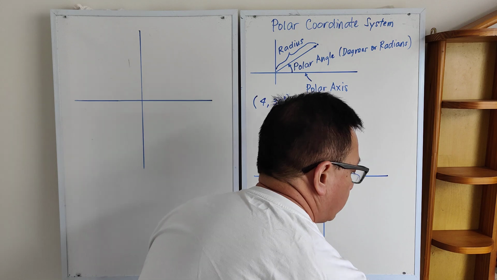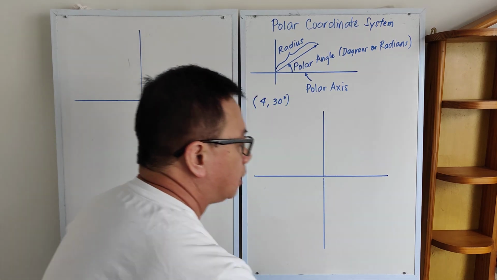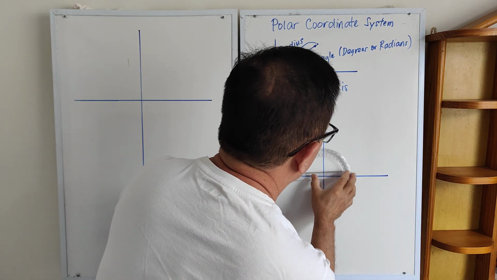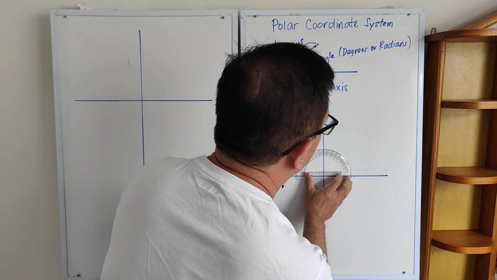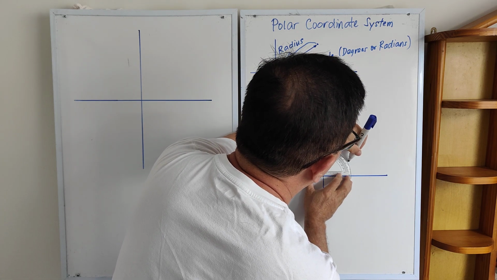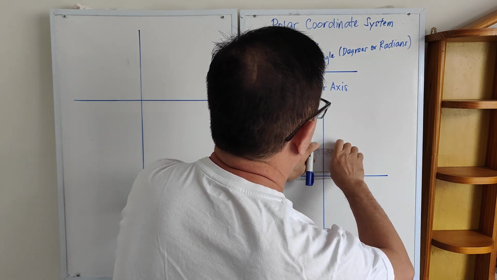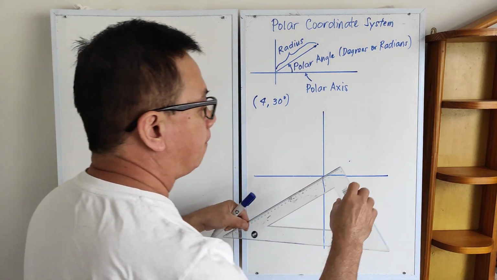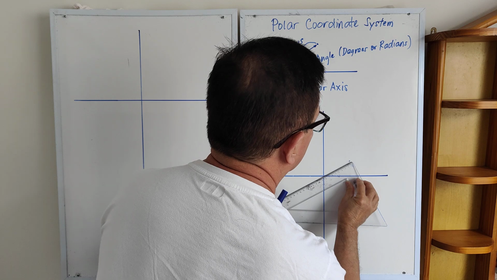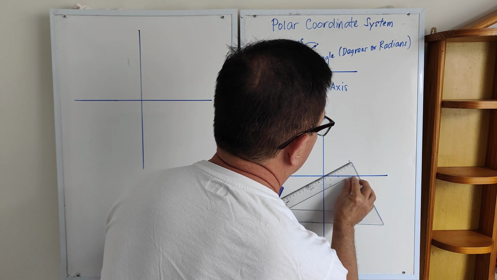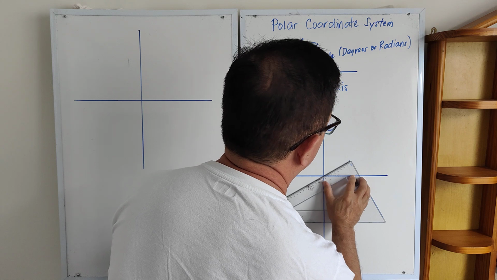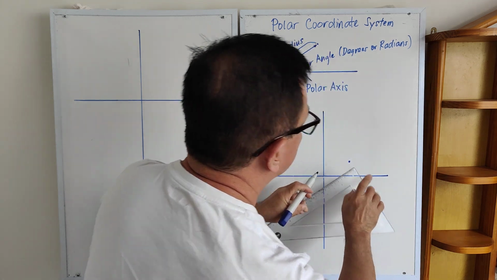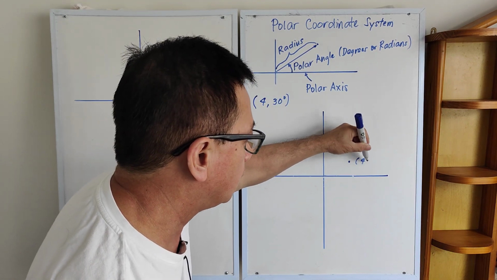So first, we shall put the 30 degrees using a protractor. 30 degrees would be here, around here. And then I'll just use 2 centimeters per unit. So that will be 8 centimeters. So that would be around this point. So this point is 4 and 30 degrees.